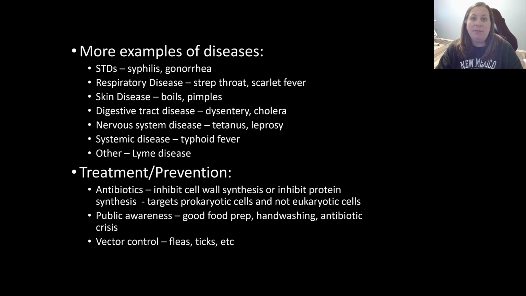Another thing that helps with prevention is vector control. If some of these diseases are carried by fleas or ticks or other types of bugs, we can try to help control the population of those bugs, which would then help protect you from those diseases. Okay, so these are just some examples of how we could do prevention and treatment.